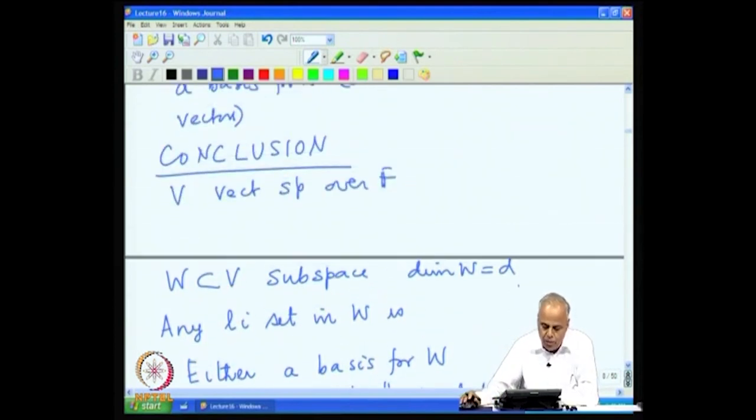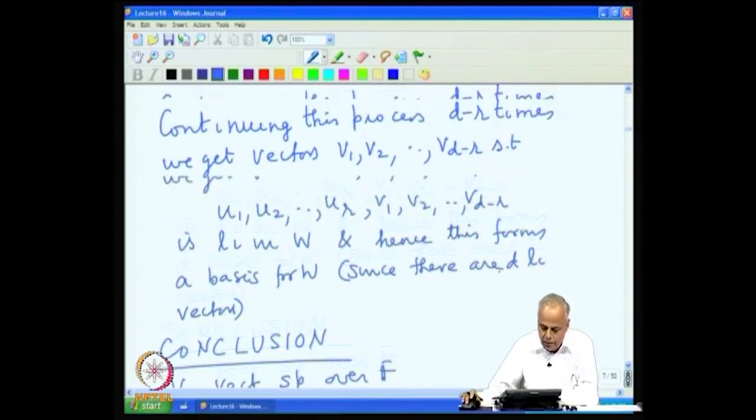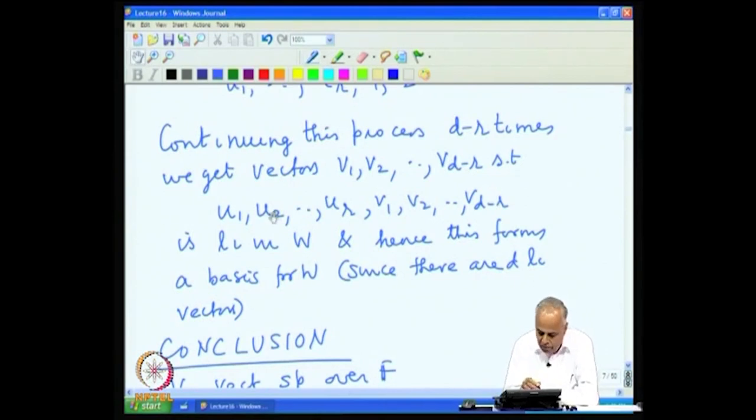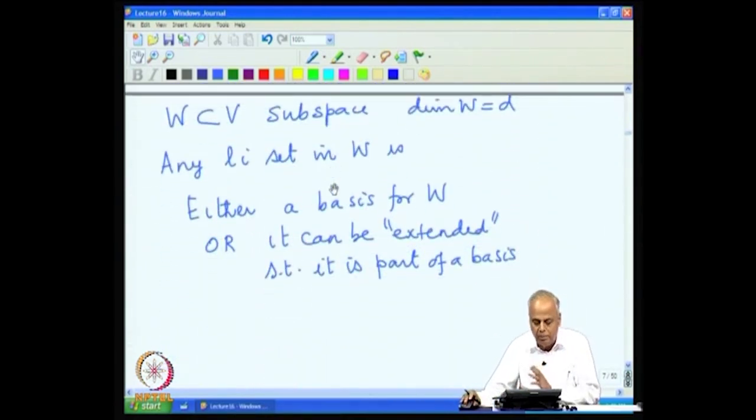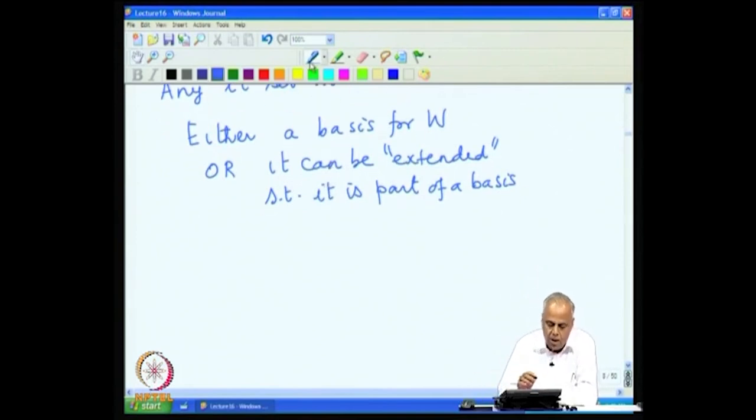It is already a full basis, or it is made a part of a basis. The whole thing is a basis and the u vectors are part of it. So, either the set is a basis, any linearly independent set is a basis, or it can be extended to be a part of a basis. That is, every linearly independent set can be slowly strengthened to become a basis. At least we have seen this works in the finite dimensional subspace.